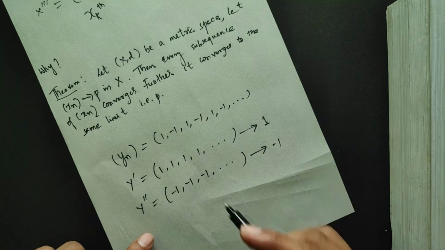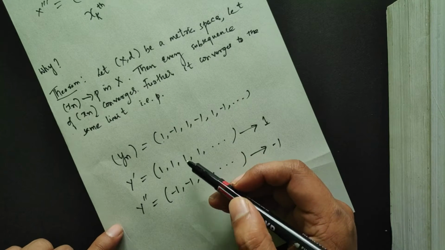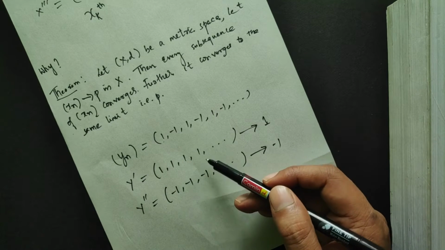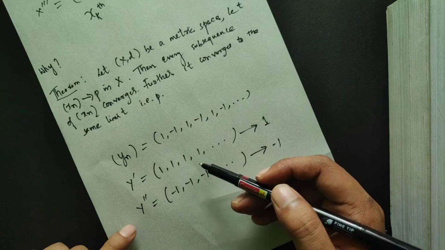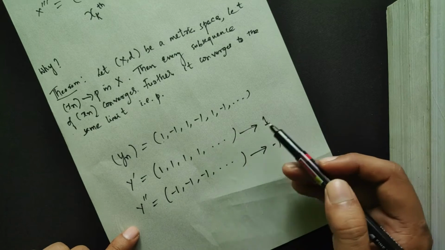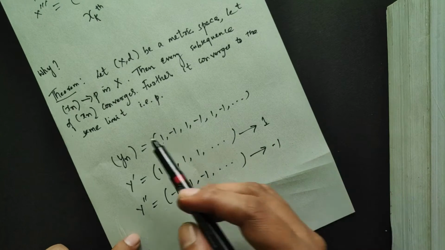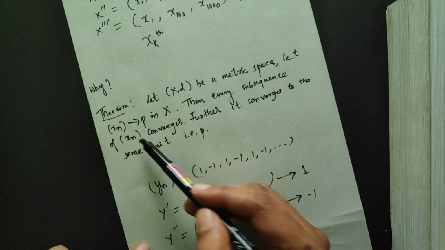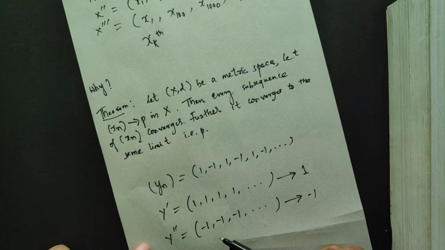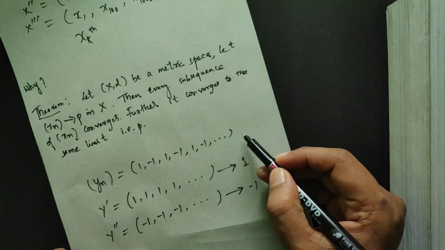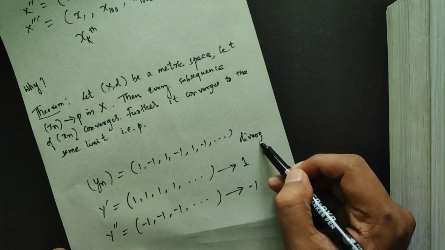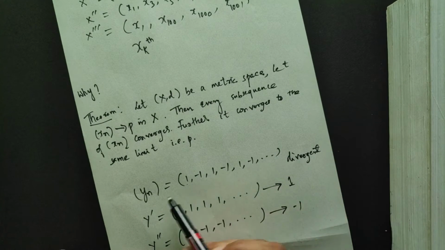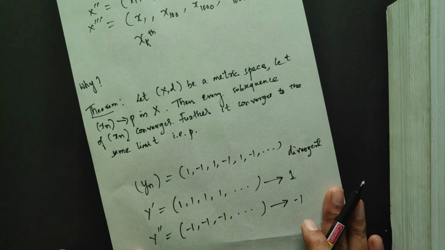So what you have in this example is the original sequence yn, and two subsequences converging to two different limits. Now suppose yn is convergent. Then by this theorem you will end up with a contradiction. So yn has to be divergent. Using this theorem, we can easily show that this sequence is indeed divergent.